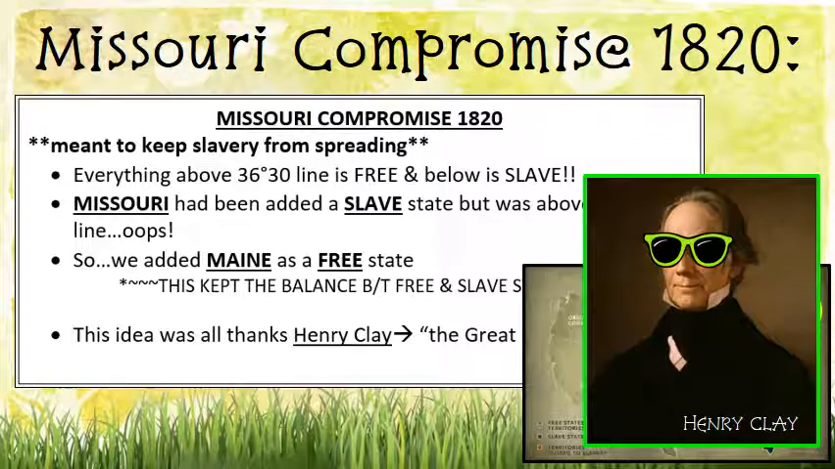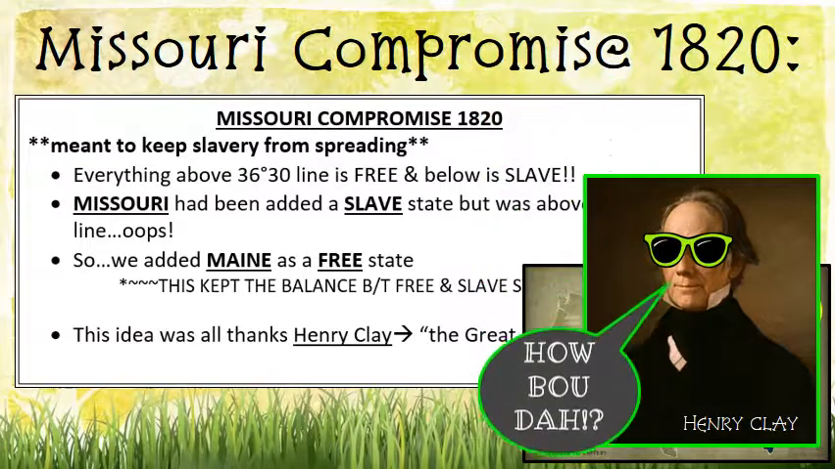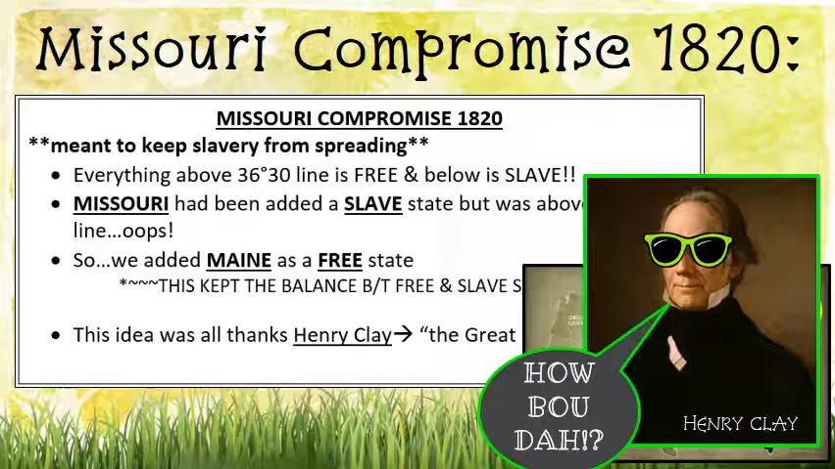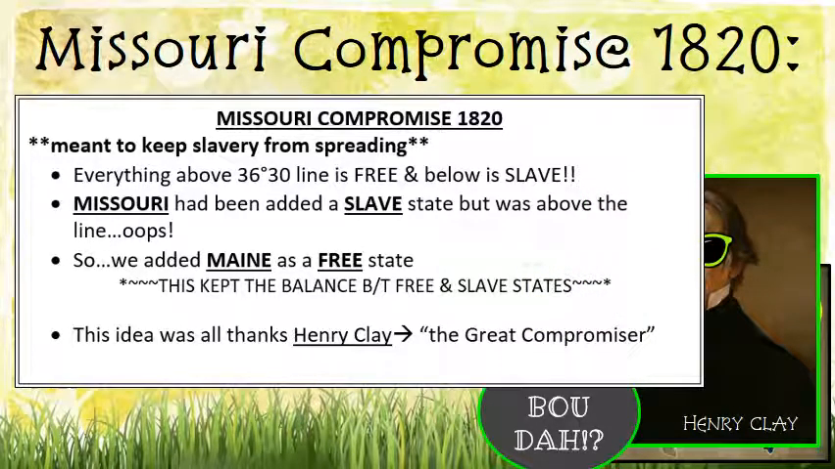I'll show you all these words in just a minute. Give me a second. So, yeah, he's this dude. He just comes up with this fantastic compromise that allows us to keep the balance of slave states to free states, but still has everything above the line free and below the line slave. All right, now you can see everything.